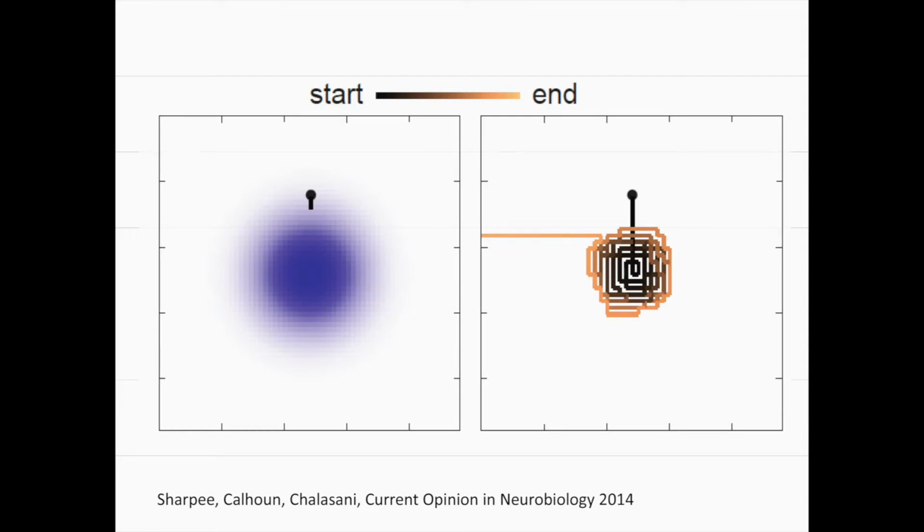The searcher starts here and initially moves towards the peak of these distributions, and then the trajectory follows roughly a spiral. One can show that in the continuous limit, it's actually an Archimedean spiral. And then at some point, the spiraling motion stops and the searcher moves directly towards the boundary. So this is very reminiscent of what is observed in the experiment.